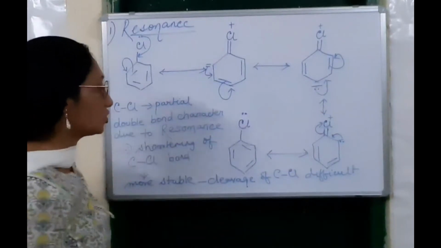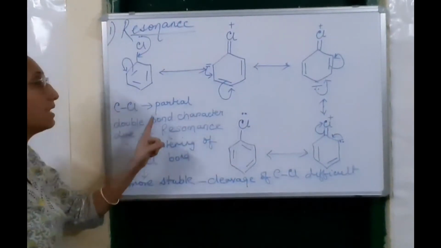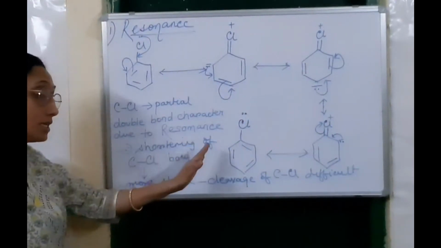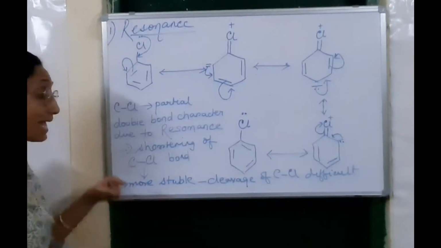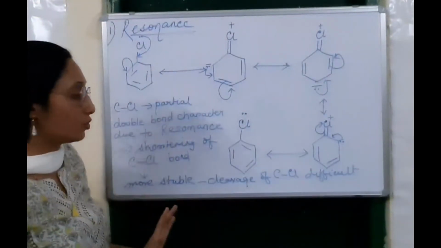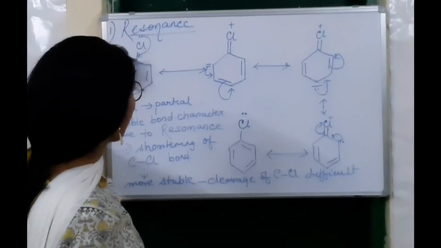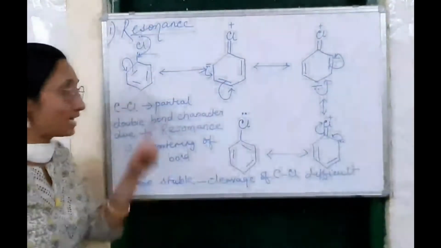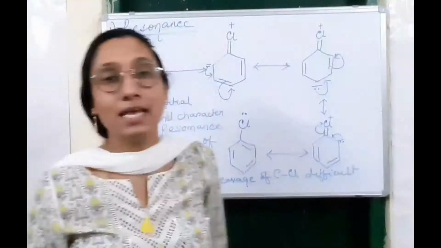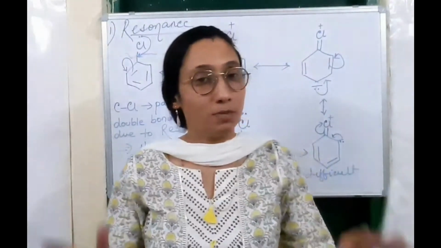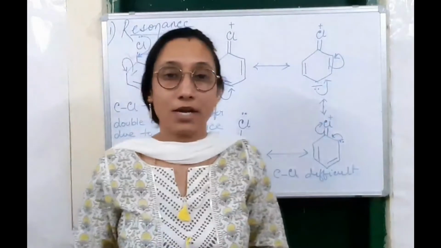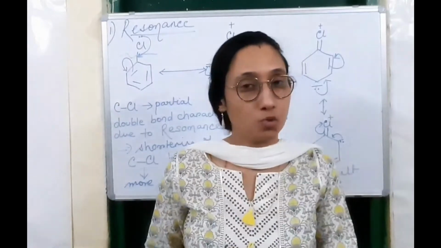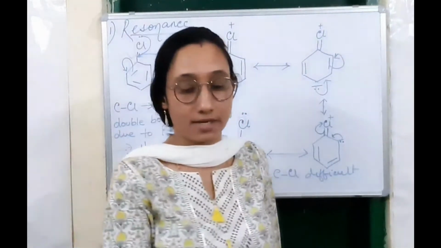But due to resonance, what is happening? Due to resonance, this C-Cl bond is acquiring partial double bond character. That means shortening of the C-Cl bond is taking place, and this imparts stability to the molecule. If this bond is becoming stable, then cleavage of this bond is very difficult. And if the C-Cl bond cleavage is difficult, then the nucleophilic substitution reaction will be very difficult. So, this is one of the factors for the low reactivity of haloarenes towards nucleophilic substitution reaction.